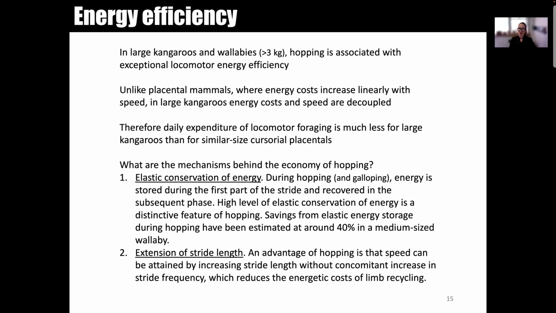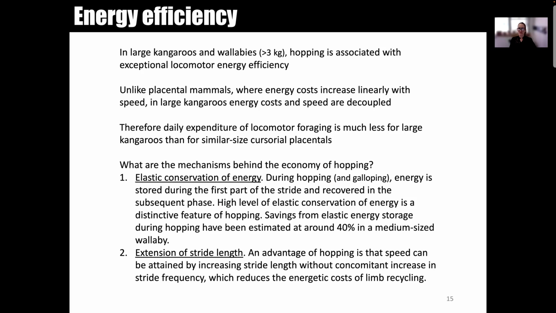So what are the mechanisms behind the economy of hopping? First up, it's to do with this elastic conservation of energy. So during hopping, energy is stored in the first part of the stride and then recovered in the subsequent phase. So there's a high level of elastic conservation of energy, which is a distinct feature of hopping. And it's believed that savings from elastic energy stored during hopping are estimated to be around 40% in a medium-sized wallaby.